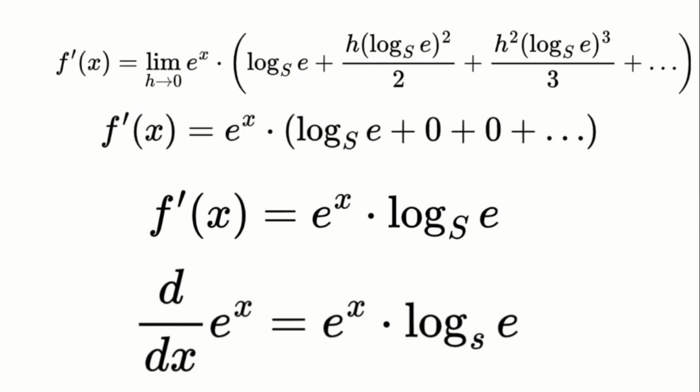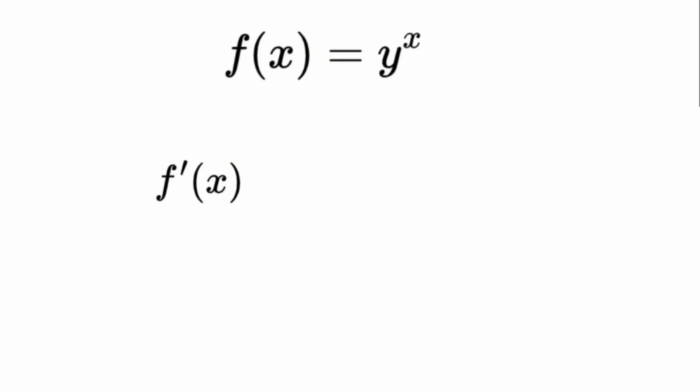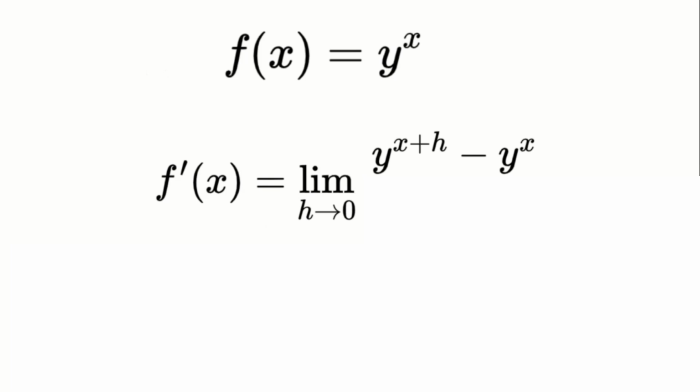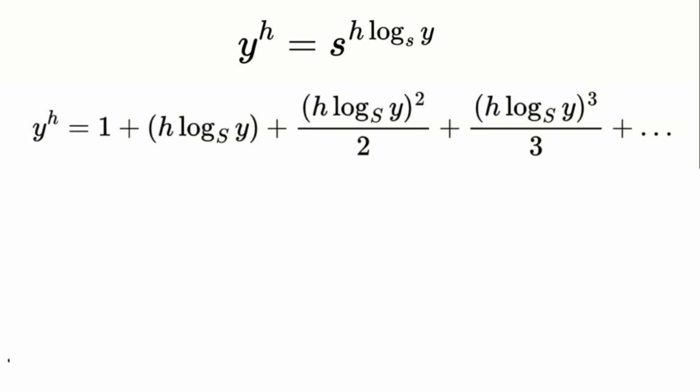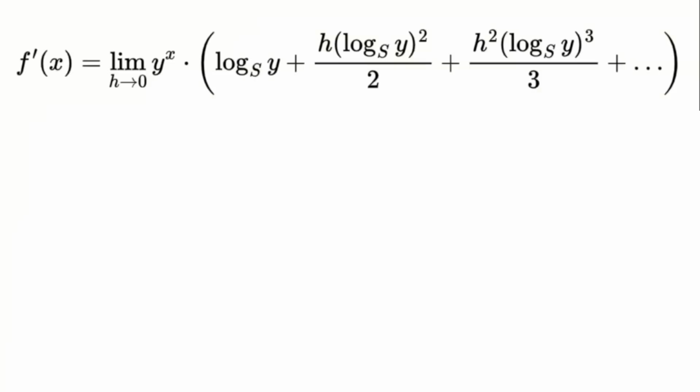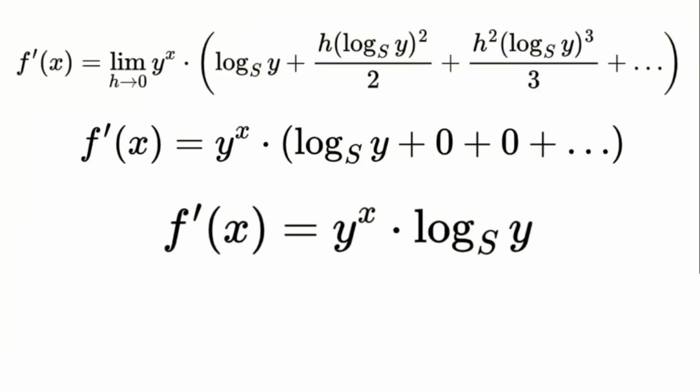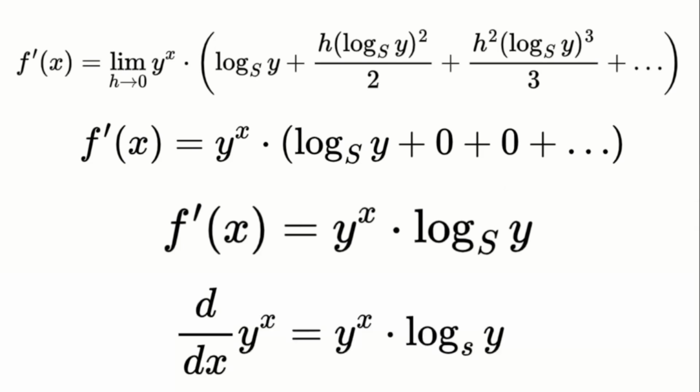Now let's generalize this to y to the power of x. Using the same steps, we start with the derivative of f of x equals the limit as h approaches 0 of y to the power of x plus h minus y to the power of x all over h. We factor out y to the power of x and rewrite y to the power of h using the s function. y to the power of h equals s to the power of h times log base s of y. Expanding y to the power of h and simplifying, we arrive at the derivative of f of x equals y to the power of x times log base s of y. This is the derivative of y to the power of x using the s function. No natural logarithms or e required.